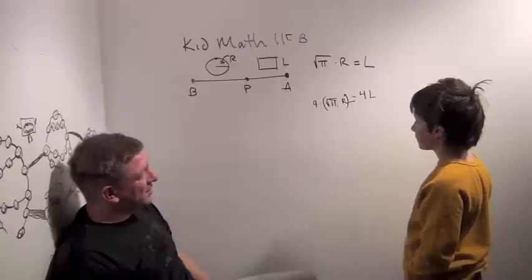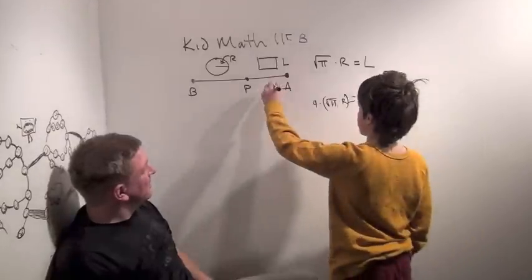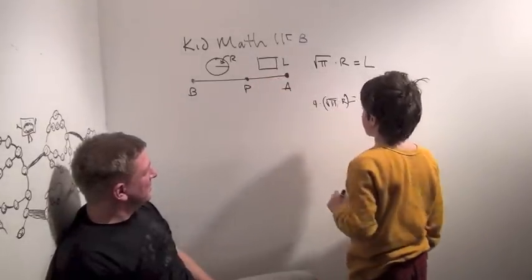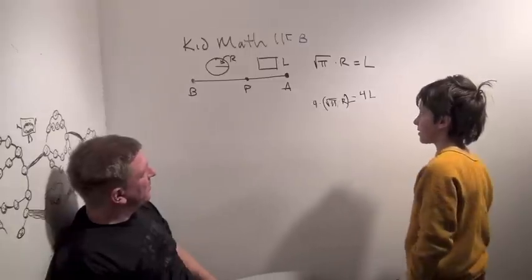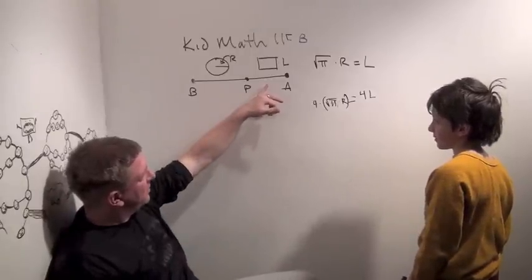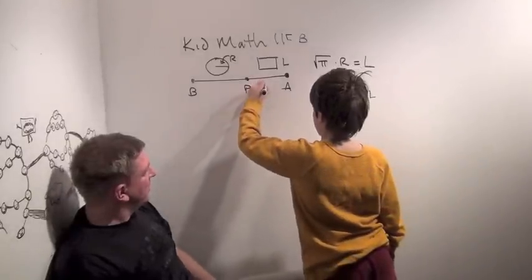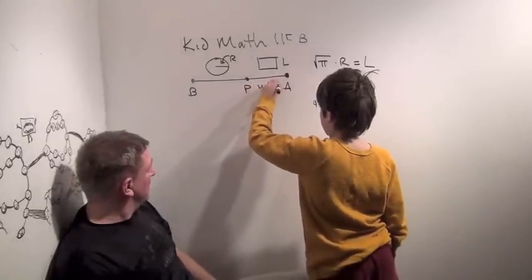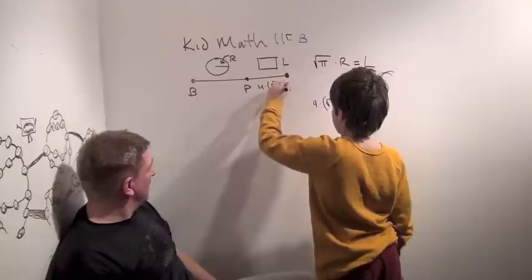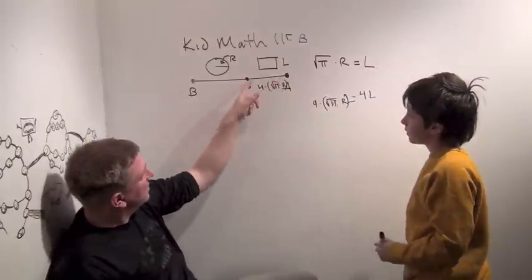That's the perimeter of the square. Where does that come into play in the problem? Well, it's this length. All right. So if we can get the entire length in r's, why don't you write that up there? 4 times the square root of pi times r. Okay. That's how long this line segment is.